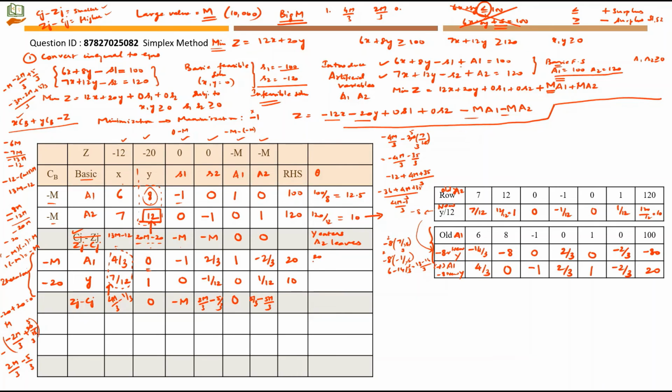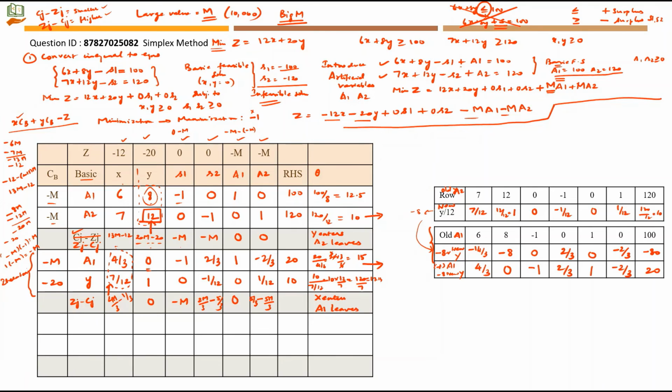So 20 divided by 4 by 3, which will be 20 into 3 by 4. So 4 into 5, this will give a value of 15. This will be 10 divided by 7 by 12, which is 10 into 12 divided by 7. This is equal to 120 by 7. So we have already calculated 120 divided by 7 will be something in 17.14 or like that. So which is lesser here? 15 is lesser. So A1 is leaving. So we can say X enters and A1 leaves.